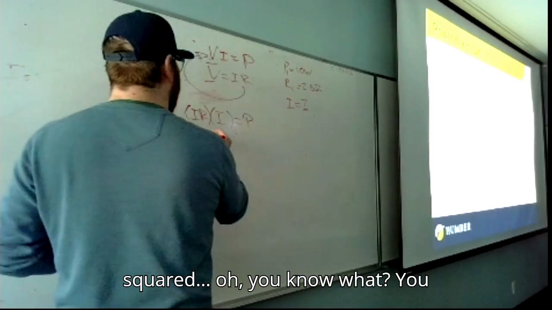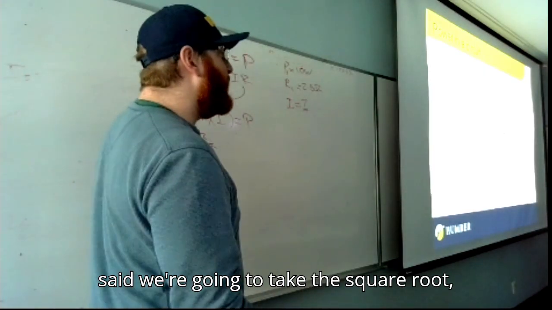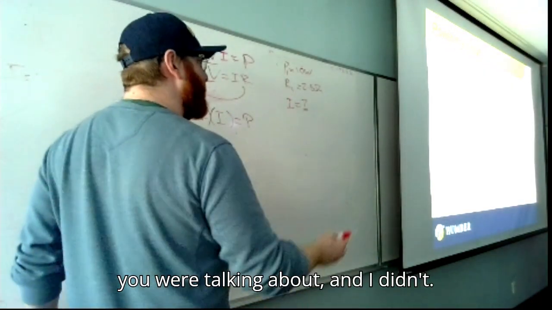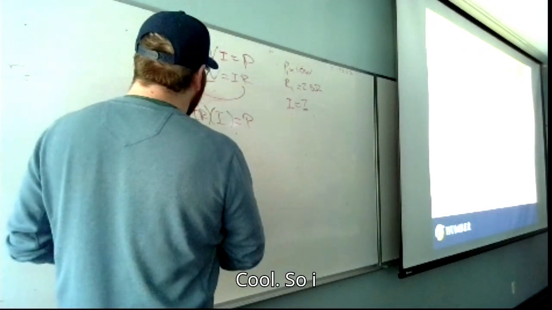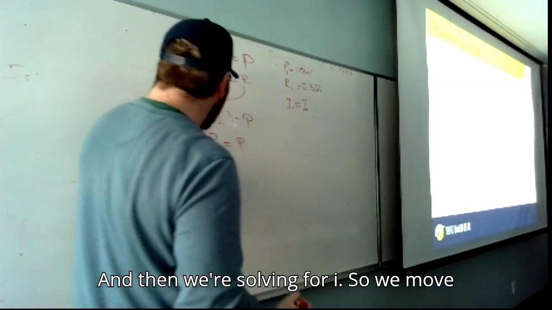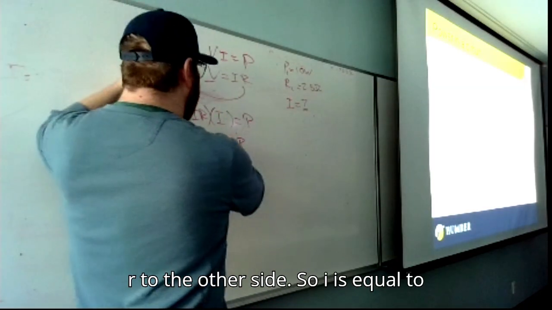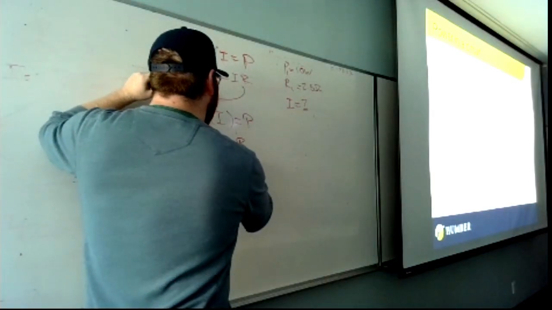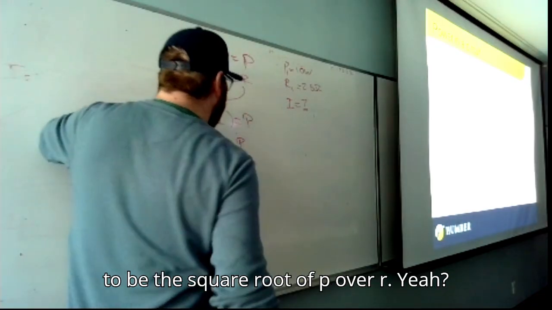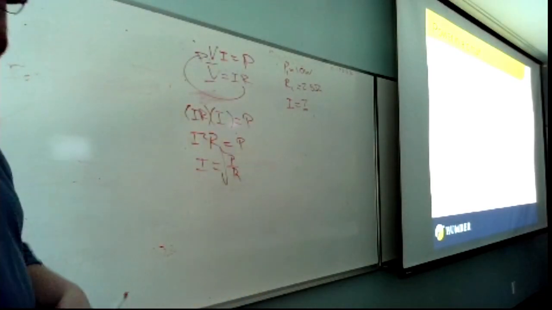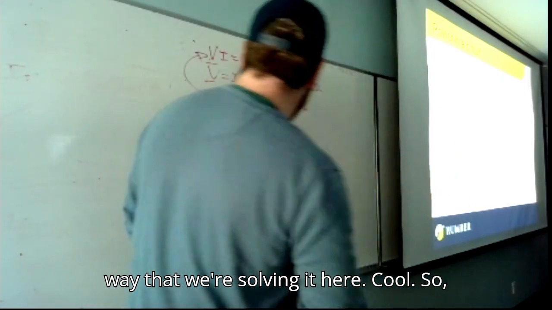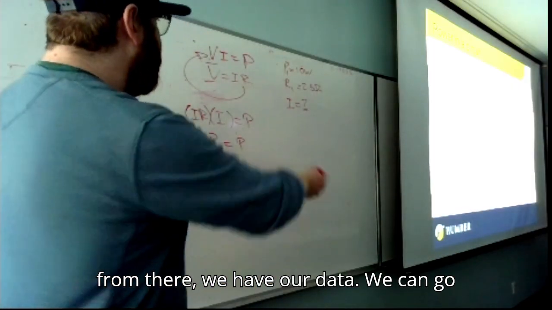So I squared, oh, you know what? You said we're gonna take the square root, and we are gonna take the square root. You knew what you were talking about, and I didn't. Cool. So I squared R is equal to P. And then we're solving for I, so we move R to the other side. So I squared is equal to P over R, and we take the square root of both sides. So it's gonna be the square root of P over R. Cool. So from there, we have our data.